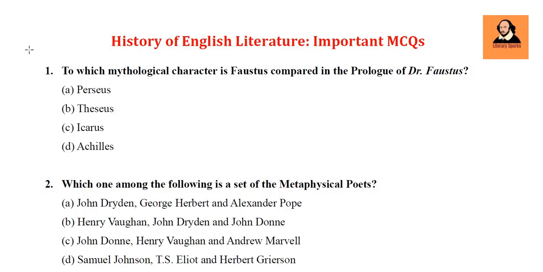To which mythological character is Faustus compared in the prologue of Dr. Faustus? Perseus, Theseus, Icarus, Achilles. So you know Dr. Faustus, the famous tragedy written by Christopher Marlowe, and in the prologue, Faustus, the protagonist of the play, is compared to a Greek mythological character, that is Icarus. So the answer will be Icarus.